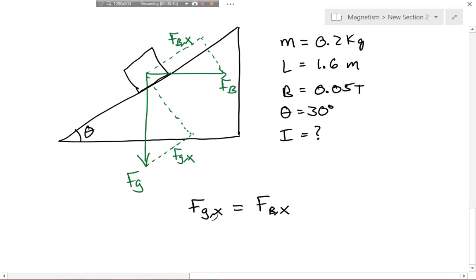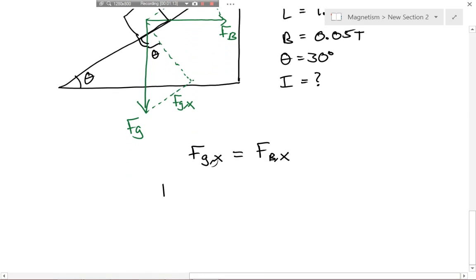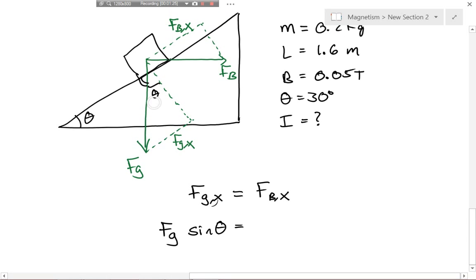So how do I actually calculate the x component of these forces? Well, remember that if I have a gravitational force, this points straight down, this angle right here is going to be 90 degrees minus the angle theta, and then because this is perpendicular to this direction right here, this angle is theta. So looking at this, we can see that the x component of my gravitational force is opposite the angle theta. So the x component of my gravitational force is equal to the gravitational force times sine of the angle theta, because the x component is opposite the angle theta.